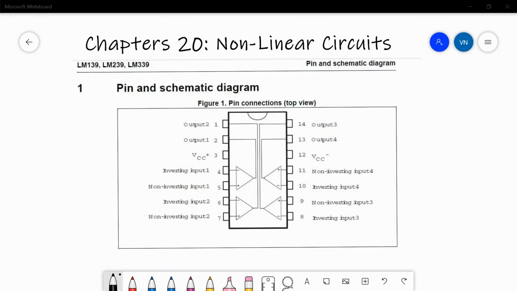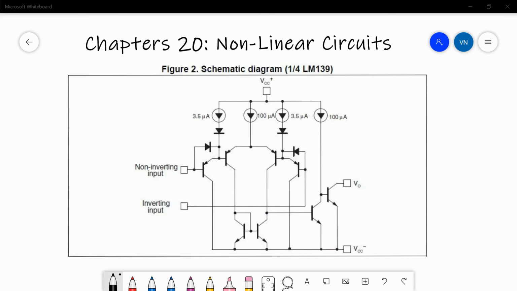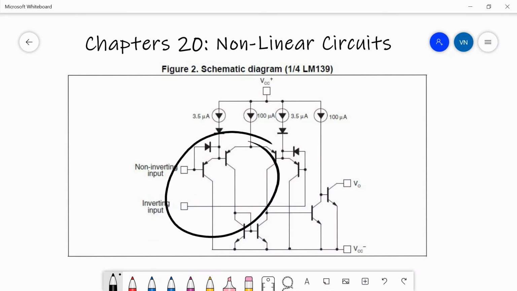When you look at the schematic diagram of a comparator, it looks pretty much like an op-amp. Inside, it looks like 4 operational amplifiers with a non-inverting and inverting input. And you wouldn't know the difference by just looking at this. You have to look at the schematic of the internal transistors to see the difference. And that's shown here. So you can see on the input side, you can see the differential pair. So that's the same as an op-amp.